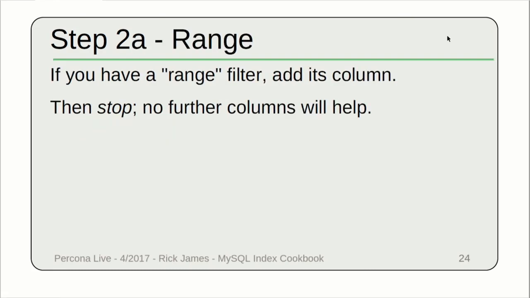So, if you have A equal 1 and B greater than something, you've already put A in the list. Now you get one chance to put B in the list. And great, now you stop. You can't go any farther. There's no use looking at the order by or the group by or the limit.